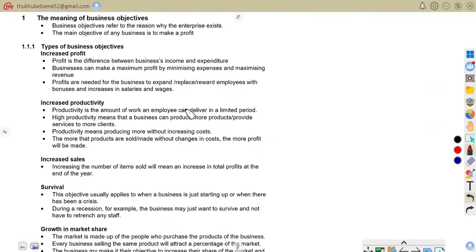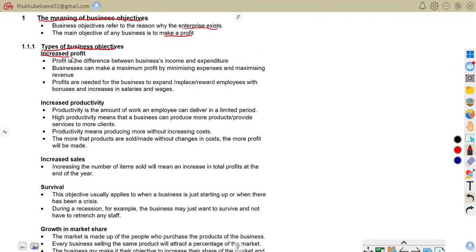So now we are on the meaning of business objectives. It says business objectives refer to the reason why an enterprise exists. So why are we existing? What is our objective? What do we want to achieve? We know that the main objective, the bottom line of the business, is to make what? Profit. So now we are going to talk about types of business objectives.